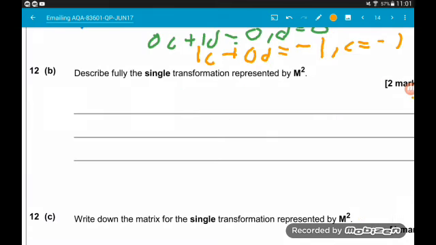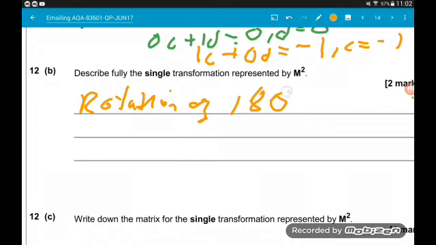Okay, then part B is asking us to describe fully the single transformation described by M squared. So this is just 2 repeated transformations of 90 degrees clockwise. So that's going to sum up to a rotation of 180 degrees, and that's going to be about the origin.